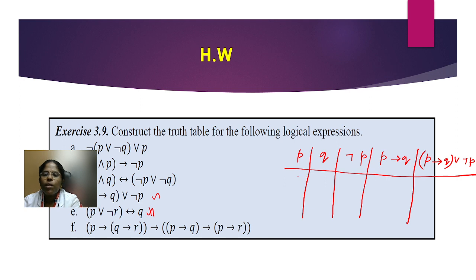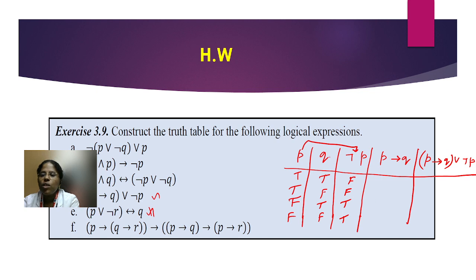So for P we need to take true, false, true, true, true, false, false, true, false, false. Then for negation P, we need to take the negation of this P. So false, false, true, true.